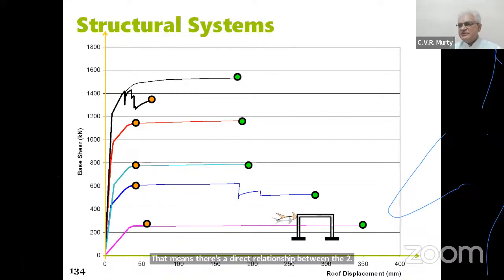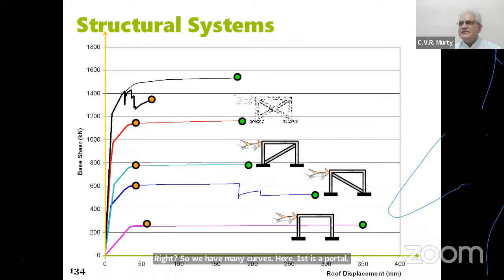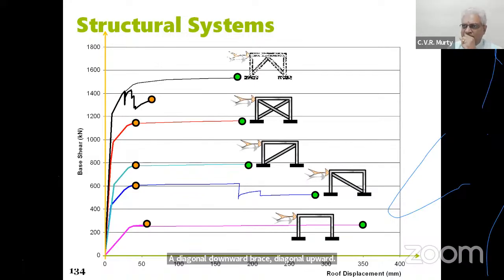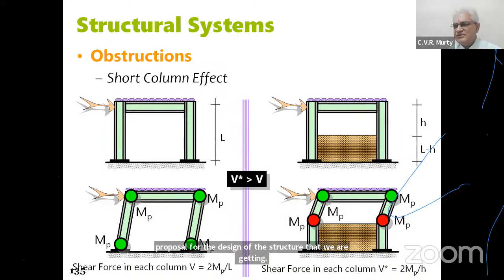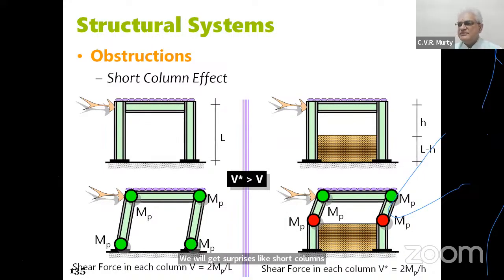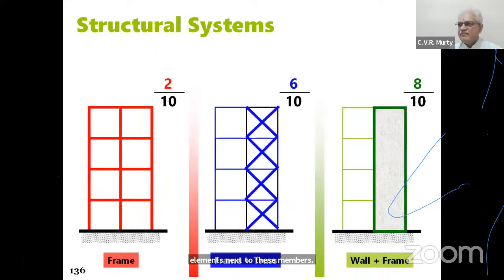So we have many curves here. First is a portal frame, a diagonal downward brace, diagonal upward brace, a diagonal X brace, and finally a V brace here, the chevron brace. So there is a need to recognize that different systems, brace systems, have different merits, and we need to accept one of them as a proposal for the design of the structure that we are getting. We will get surprises like short columns when you put elements next to these members, which are not desirable, right?